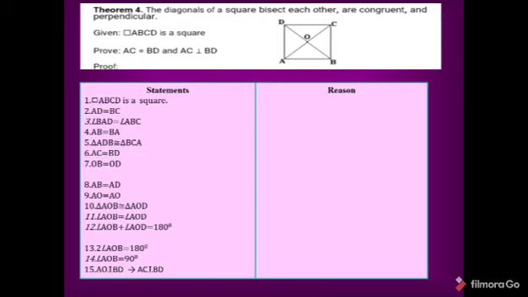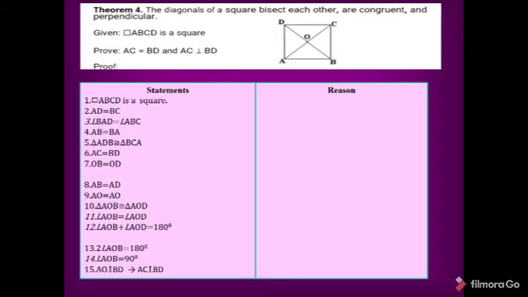The diagonals of a square bisect each other, are congruent and perpendicular. Given quadrilateral ABCD is a square, let's take a look at the illustration. We are asked to prove that segment AC is equal to segment BD and segment AC is perpendicular to segment BD. What we have here is the two-column proof with the statements, and we'll just supply the reasons.